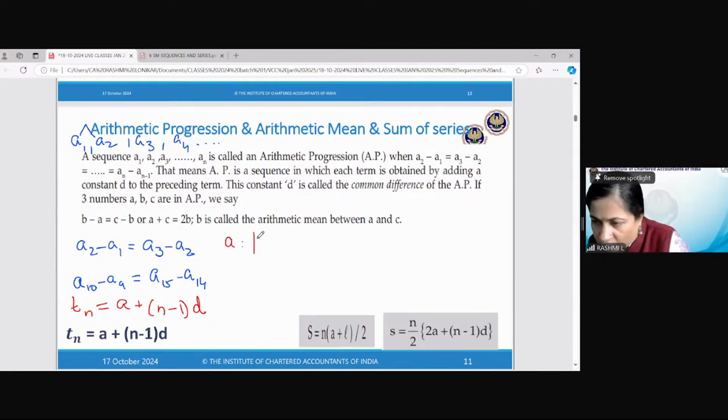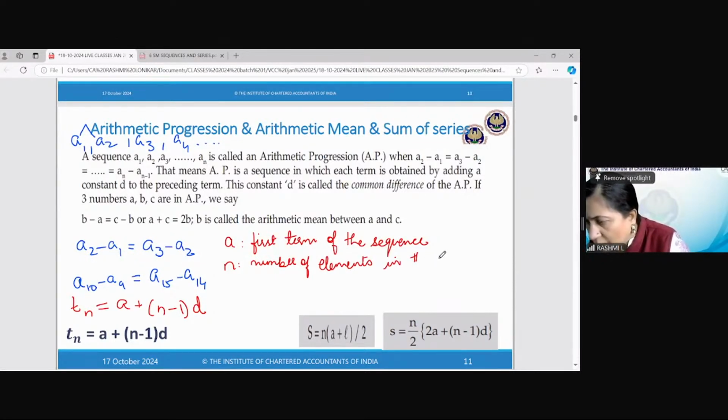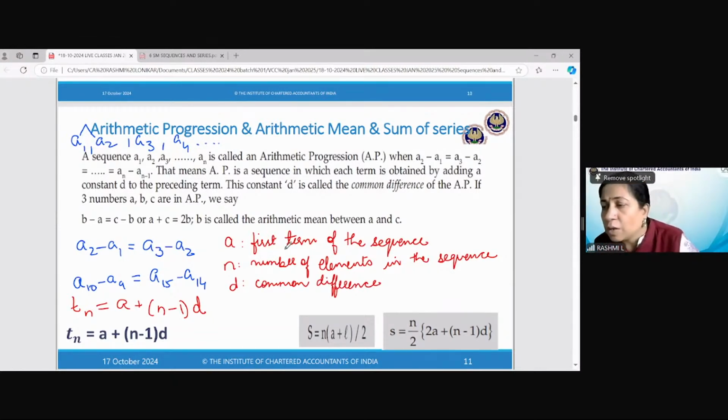So what is A? A is the first term of the sequence. Okay, first term of the sequence. N is the number of elements in the sequence. Okay, that is assuming it's a finite sequence. And D is called the common difference. So this is what an arithmetic progression is. Arithmetic progression is when the common difference between the adjoining elements is same. Okay. And the nth term is given by Tn is equal to A plus n minus 1 into D. Okay, so we have talked about this. Now we'll talk about arithmetic mean.